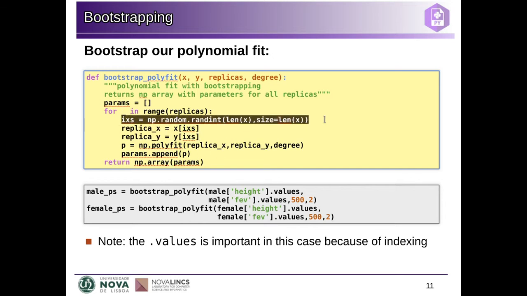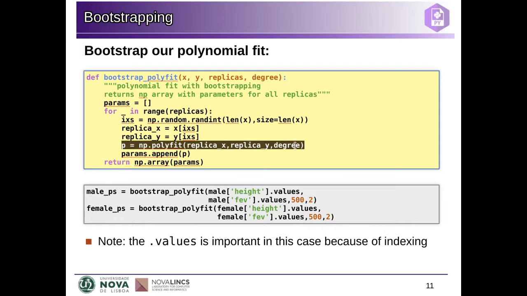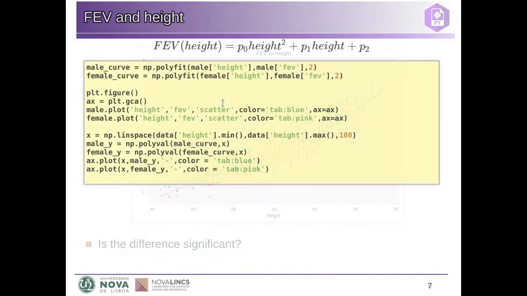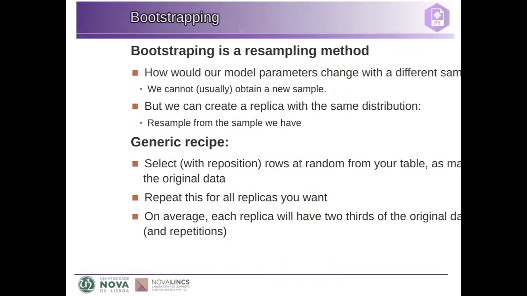You get random indexes and you extract from the X values and the Y values the same examples. Note that I'm using the same indexes here because I need to match the X to the Y values, the height to the lung capacity. And now I'm going to do the polynomial fit with the replica that I created. So this is not the original data, this is a resampling of the data. And this will give me slightly different values for the parameters. So these 3 parameters that I computed here will change with each replica because each replica is a different set of points sampled from my original data.